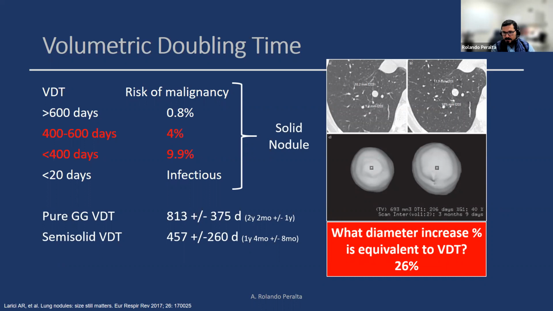This is also important because if you see the new Fleischner guidelines and read some of the newer literature, there's a lot more push for volumes as an assessment rather than diameters, and this is one of the reasons for that. So, VDT summary: a very slow rate of growth for a solid nodule is unlikely to be malignancy; very fast is likely to be infection; everything in between is 4 to 10% likely to be malignant. That's for solid, and for subsolid nodules, you have to wait a little bit longer for VDT.